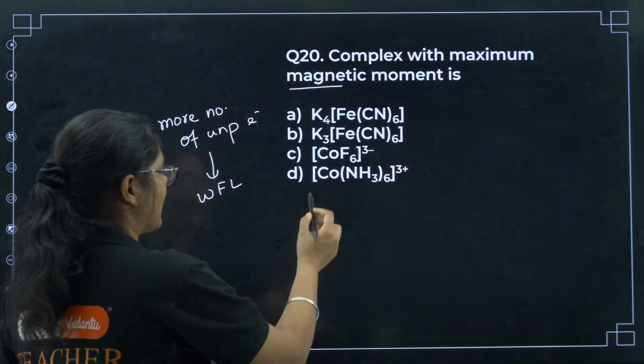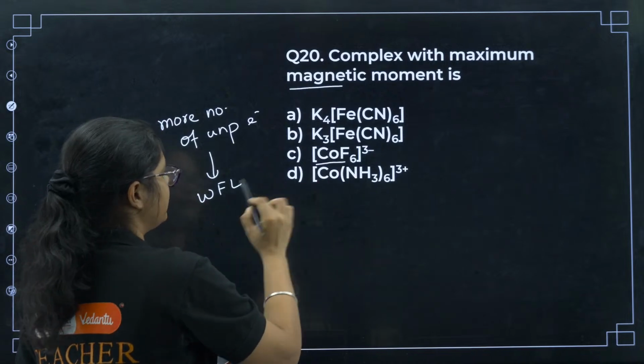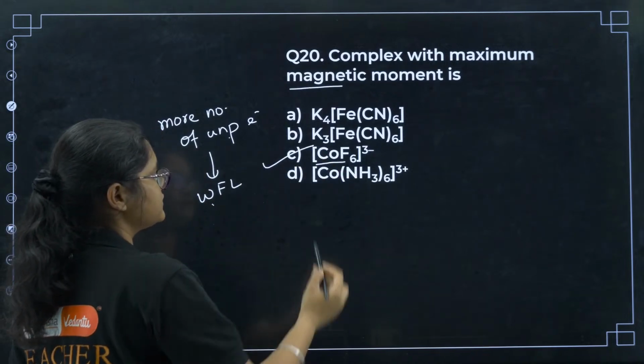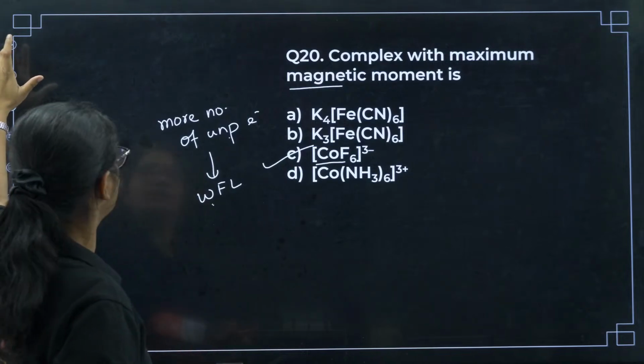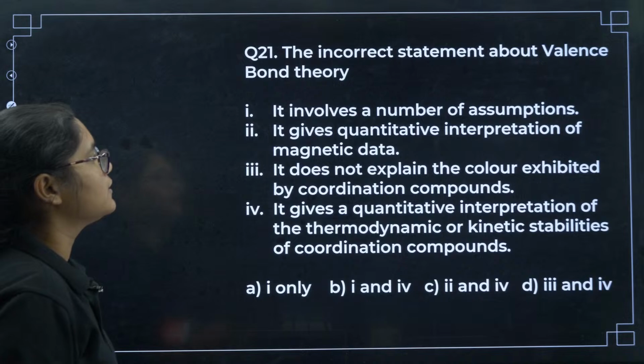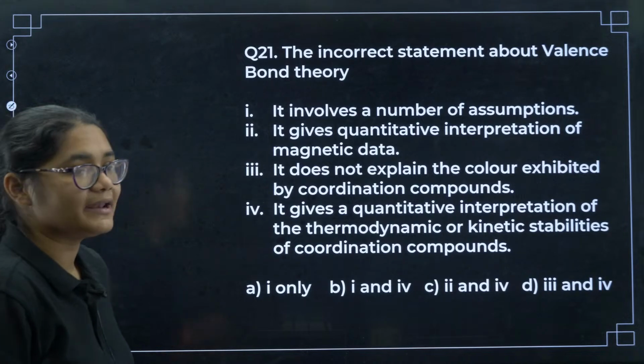Yes, so we have here weak field ligand, right? So weak field ligand means more unpaired electrons. So option number C is the correct answer here. Okay, next, question number 21, the incorrect statement about valence bond theory.